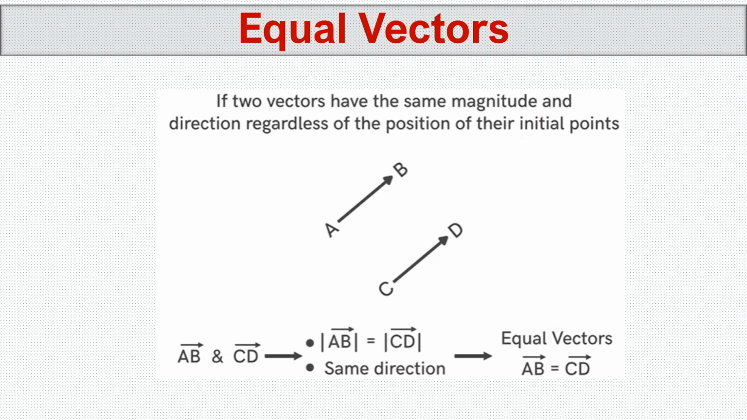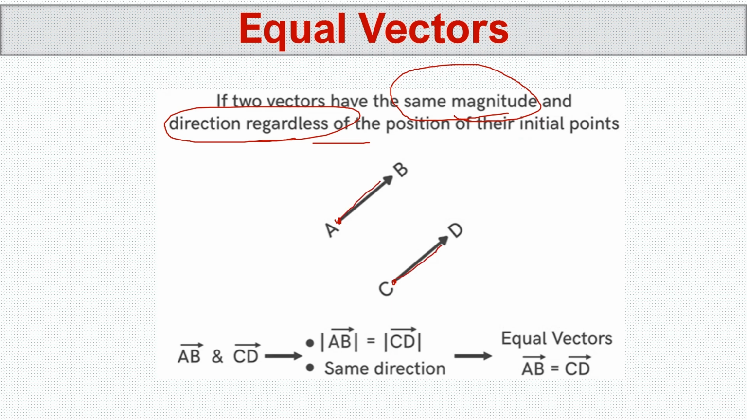And equal vectors: two vectors have the same magnitude and direction regardless of their position. So AB and CD are equal vectors. They have the same magnitude and the same direction, but the position is different. This one starts here and that one starts there, but they are the same vectors because of the same length and same direction.